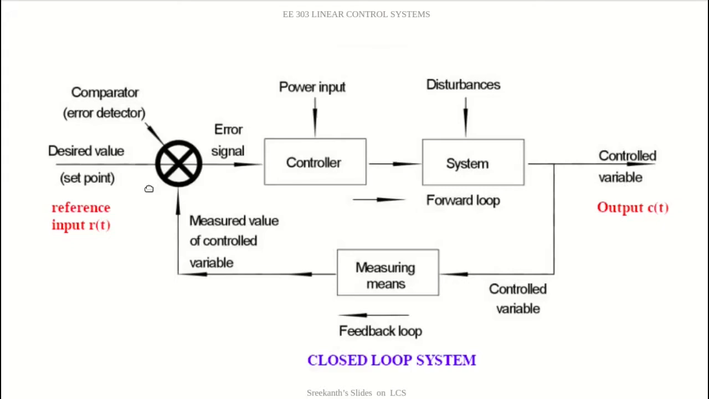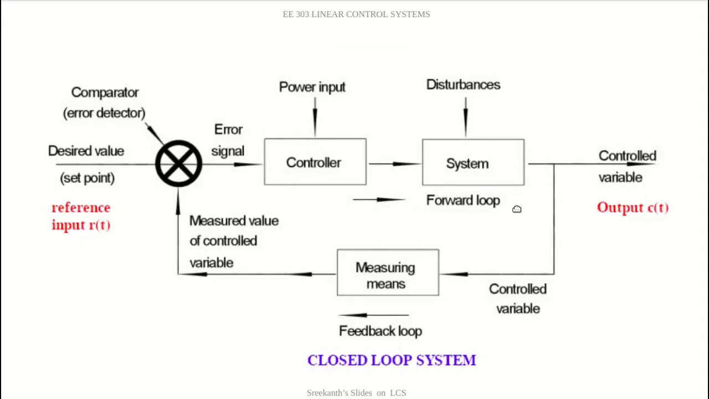Now what if the output is larger than the input? This can be explained by the cruise control of a car, that I'll explain when we go to the examples. Now there may be situations where the output value is actually larger than the desired value. Then the error signal will become negative, and correspondingly the controller will give a signal to the system to change the current working condition.